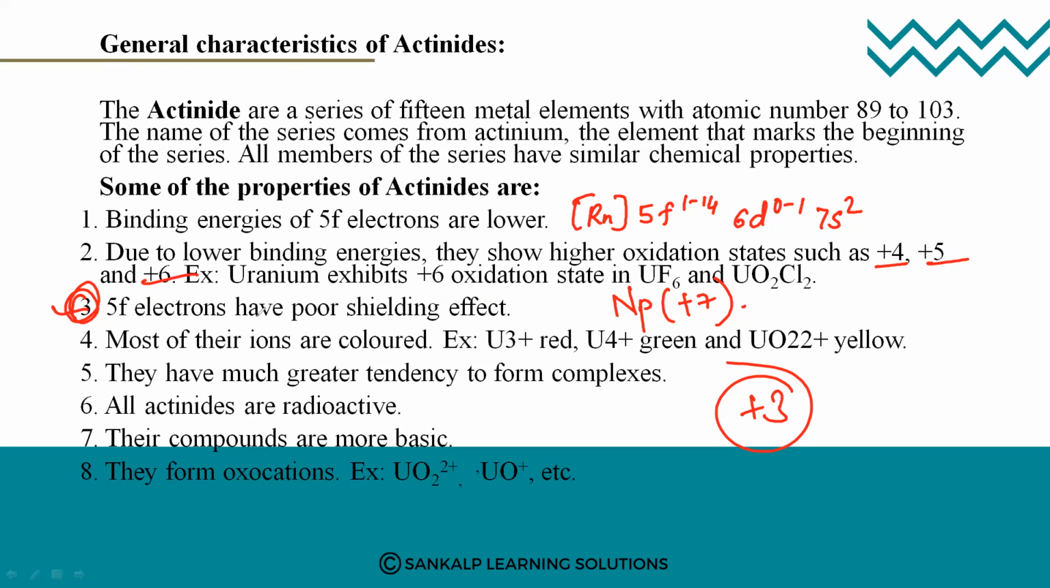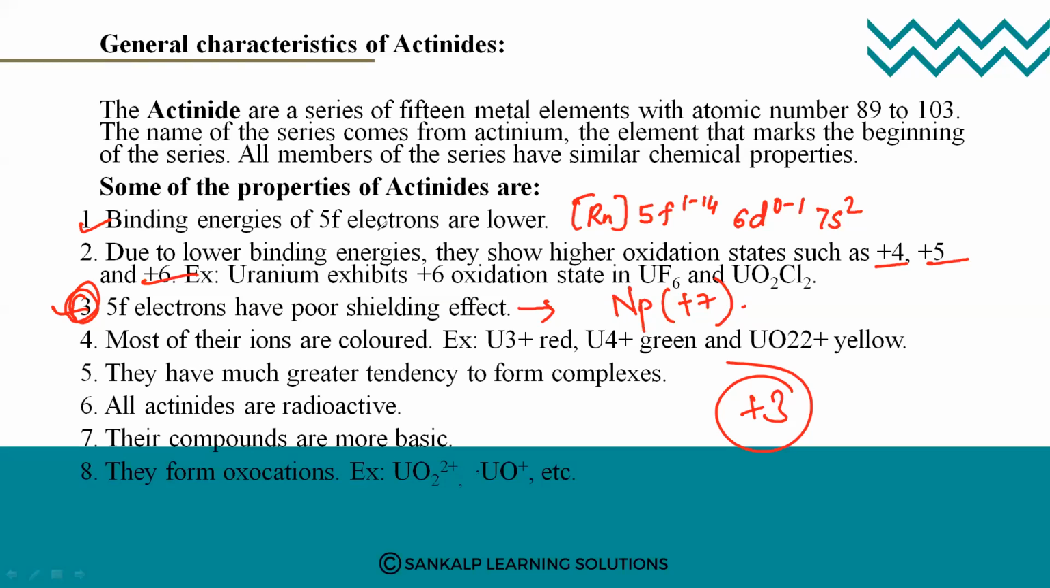Next is actinoids. They are highly reactive metals, silvery white in appearance. The binding energies of 5f electrons are lower, and due to lower binding energies, they show higher oxidation states. The higher oxidation states shown are +4, +5 and +6. Then 5f electrons have a poor shielding effect, so this is called actinoid contraction.